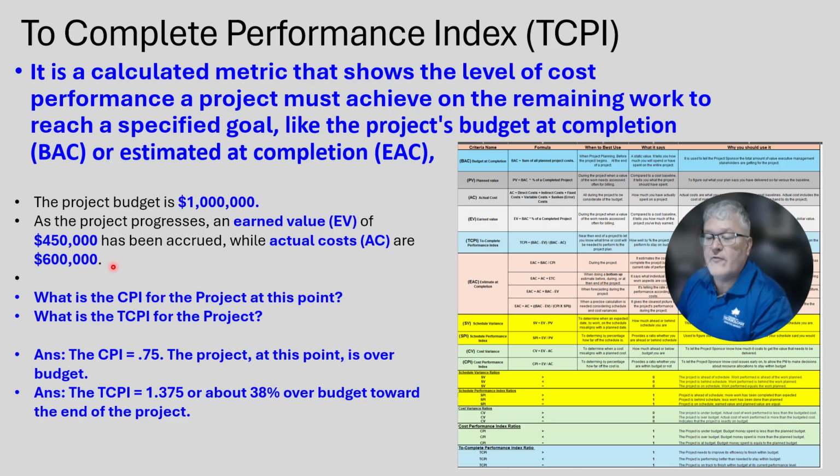Okay, so $450,000, but we've actually spent $600,000. So there's a ratio right there. What is the CPI for the project at this point? What is the TCPI for the project? So here's a combination. Answer, the CPI is 0.75, 450 divided by 600, and it's over budget. How much? $150,000. The TCPI then, so we take a look at our formulas down here, is 1.375, or about 38% over budget towards the end of the project.